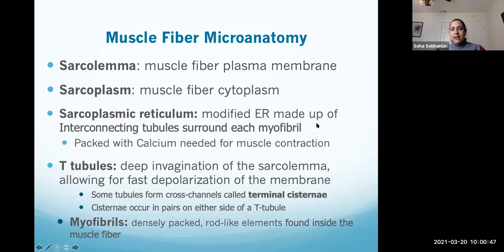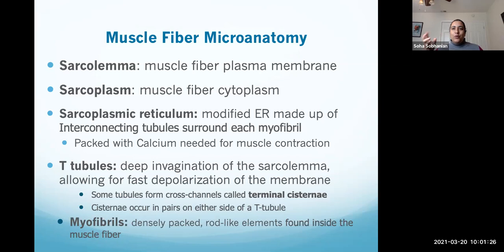Now, the next thing we're going to take a look at is muscle fiber microanatomy. So fiber, again, we're talking about cells, and microanatomy is basically what is visible when we put it under the microscope. What can I see under the microscope? We learned a bunch of vocabulary for a cell, if you recall. We learned words like plasma membrane, cytoplasm, endoplasmic reticulum, etc. Hopefully these words sound familiar to you.